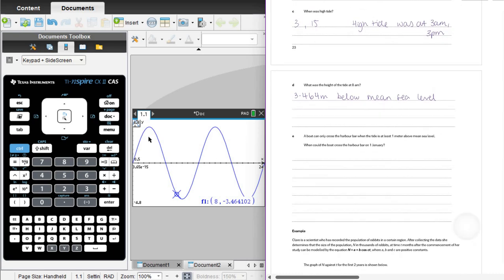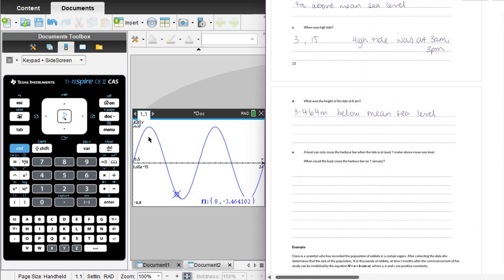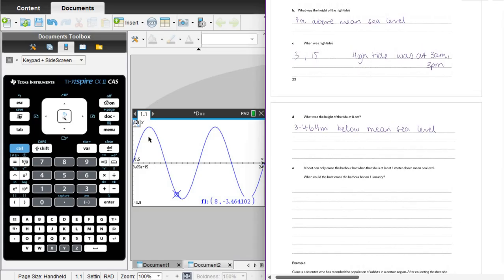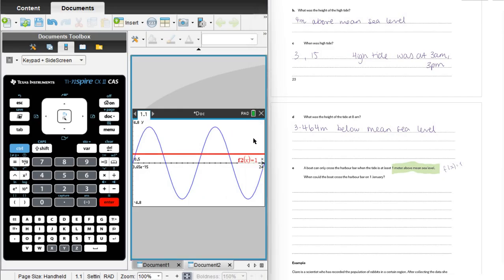Now this last question here is the one that I was telling you was a bit tricky. Your boat can only cross the harbour when the tide is at least 1 metre above sea level. So when we put this into our calculator, we're going to make our f of x equal to 1 to get that straight line across. So I'm going to double click here and click 1. And I've got my straight line here.